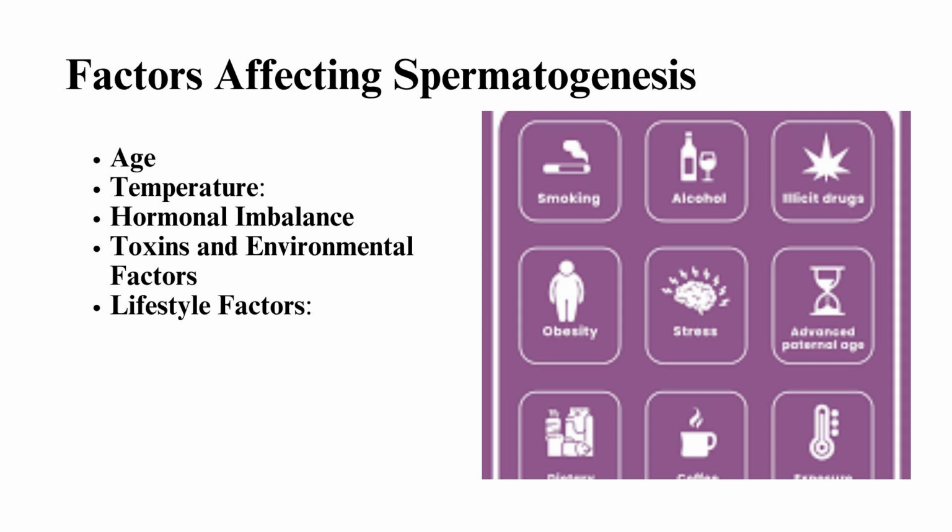Hormonal imbalance. Disorders in hormones, particularly testosterone, can disrupt spermatogenesis. Conditions like hypogonadism, low testosterone, or Klinefelter syndrome, extra X chromosome, can lead to infertility. Toxins and environmental factors. Exposure to environmental toxins such as pesticides, heavy metals, or radiation can impair sperm production and function. Lifestyle factors. Smoking, alcohol, and drug use can negatively impact spermatogenesis. Stress and poor diet may also reduce sperm quality.